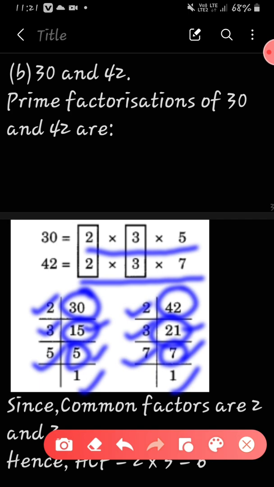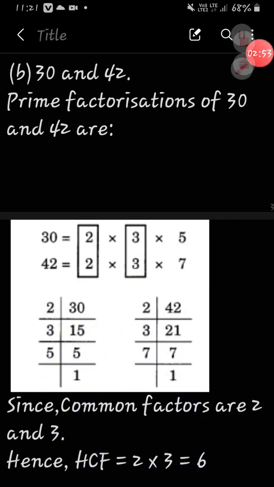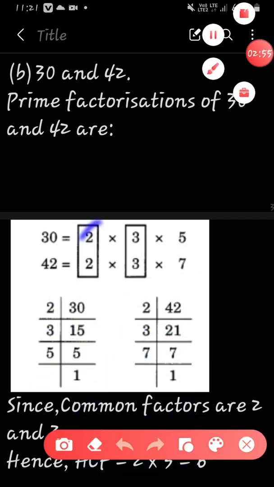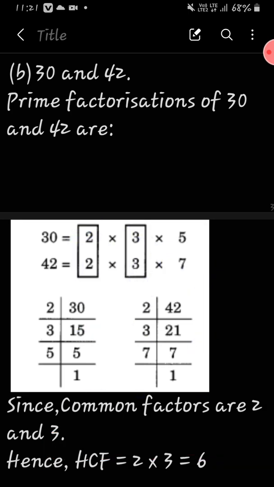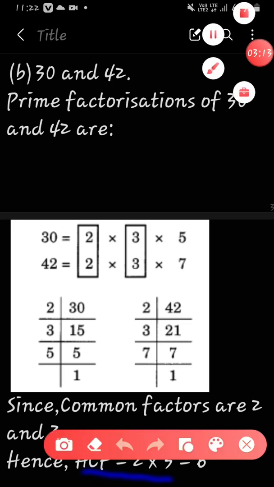So among these, you can see what are the common factors? This 2 and 3, since 5 and 7 are not common. Since we are getting the common factors of 30 and 42 as only 2 and 3, so 2 into 3 is 6. So the HCF of 30 and 42 is also 6.